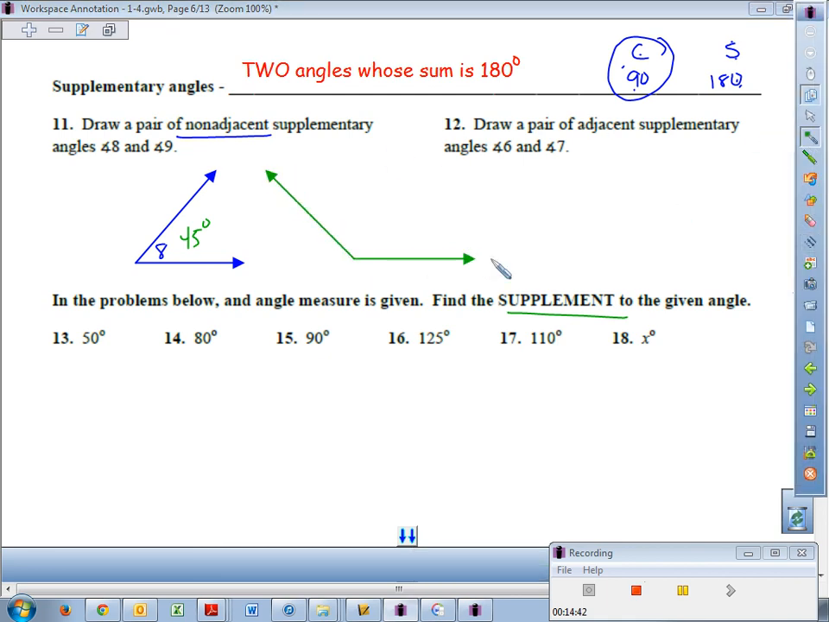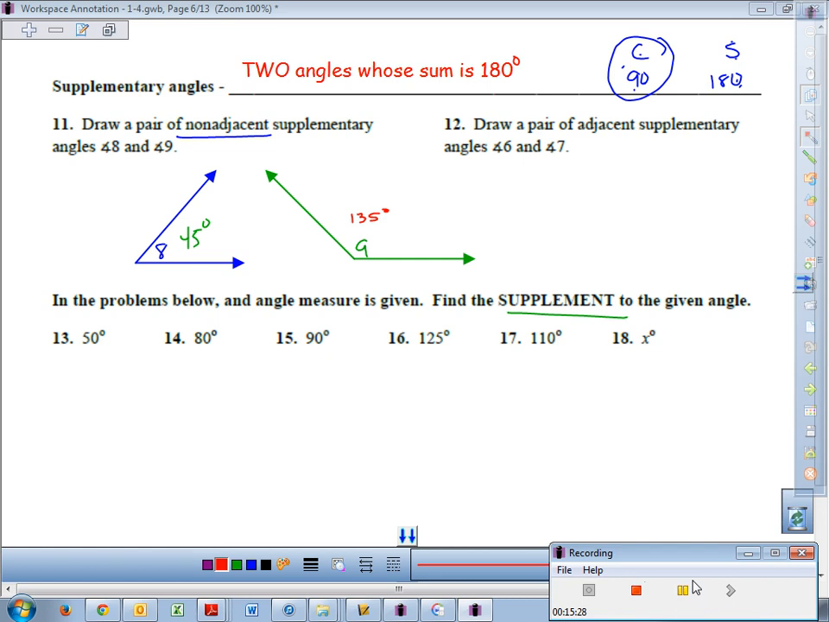How come I didn't make them touch? Non-adjacent. So based off whatever your numbers were, make sure that those two angles, they're not touching each other, and they add together to equal 180 degrees. And how many angles did I even draw in the first place? 2.